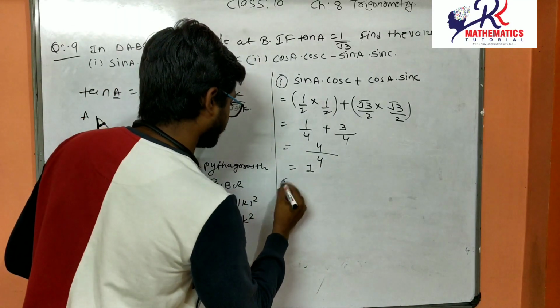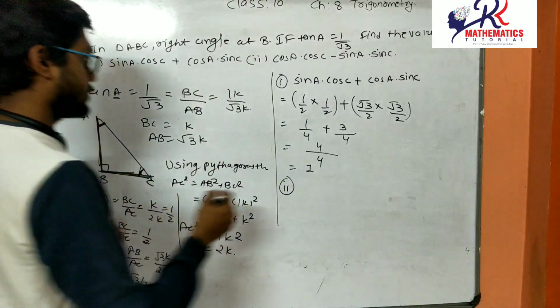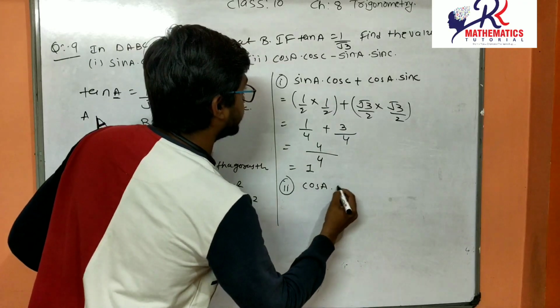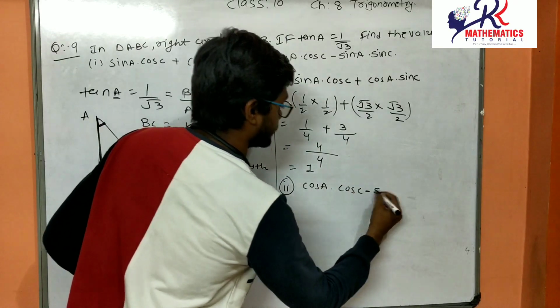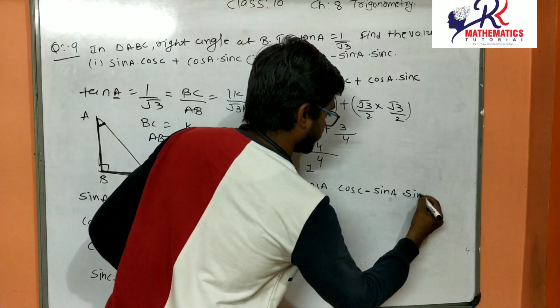Now the second question is cos A into cos C minus sin A into sin C.